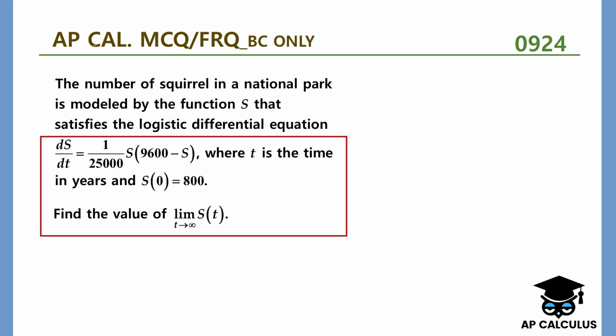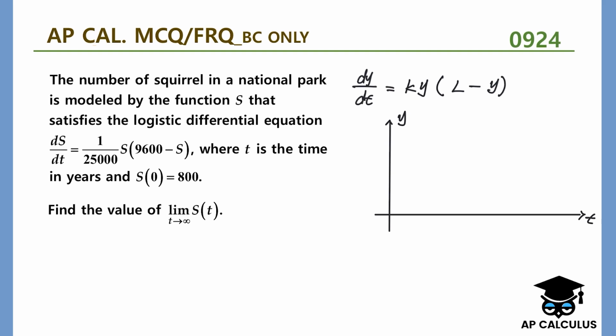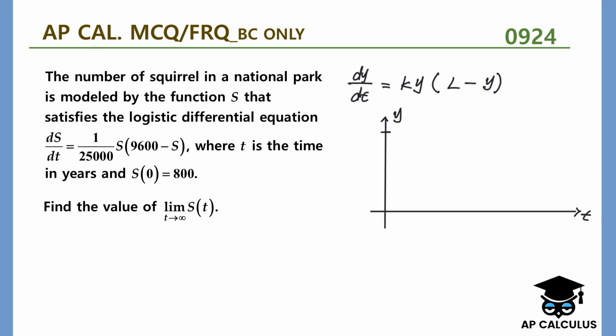In general, if y represents the population, then the logistic model can be represented by the following differential equation: dy over dt is equal to some constant k times y times the quantity carrying capacity L minus y. The solution curve y looks like this. Here we have a carrying capacity, which is the maximum population. Here is the initial population, and it increases concave up like this, and then there's a point of inflection here, and it increases concave down like this.